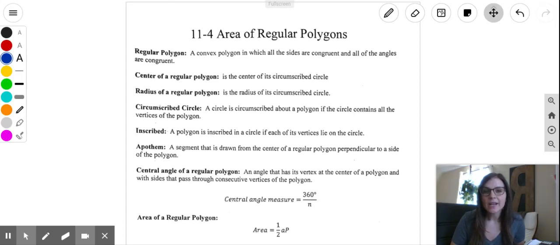Hello. So today we are going to learn some more area, but we're learning about the area of something called a regular polygon. We may have talked about what a regular polygon is earlier in the year, but if not, we'll define it again today. This does use a little bit of trig, so we'll go over that. But overall, it's a pretty easy section. All right, let's get started.